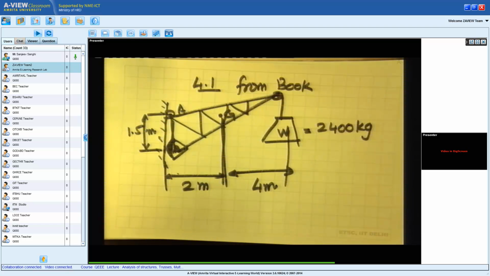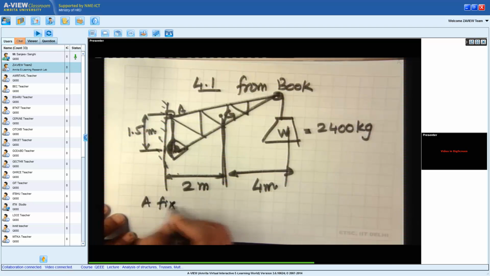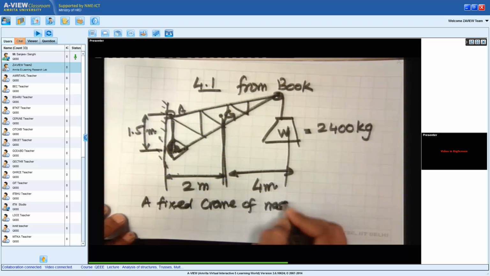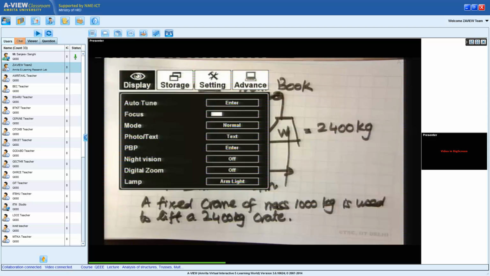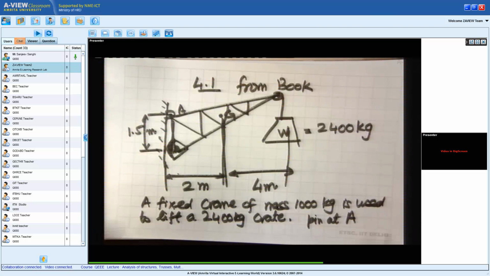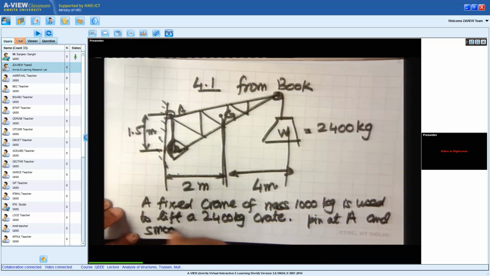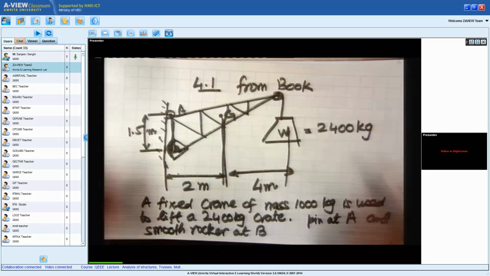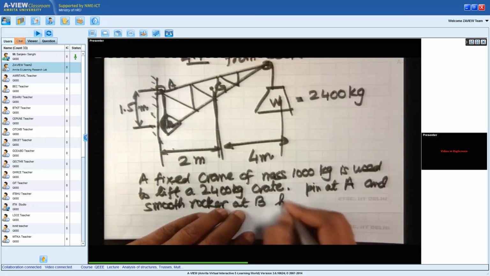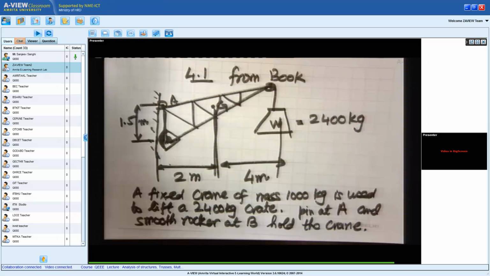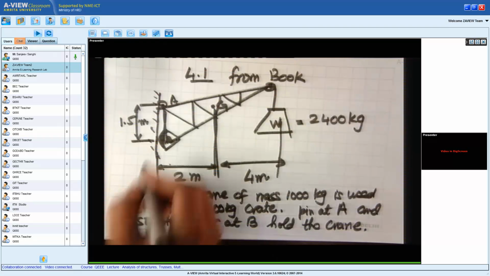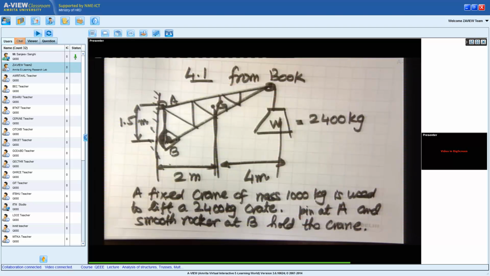So the problem says a fixed crane of mass 1000 kg is used to lift a 2400 kg crate. It is held in place by a pin at A and a smooth rocker at B. So the crane is held in place by a pin and a rocker at A and B. This point is B, the top point is A. And it says find the reactions at A and B.